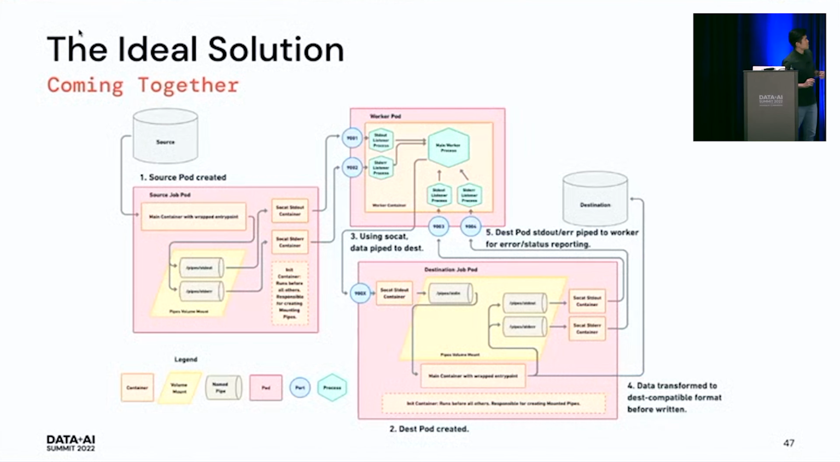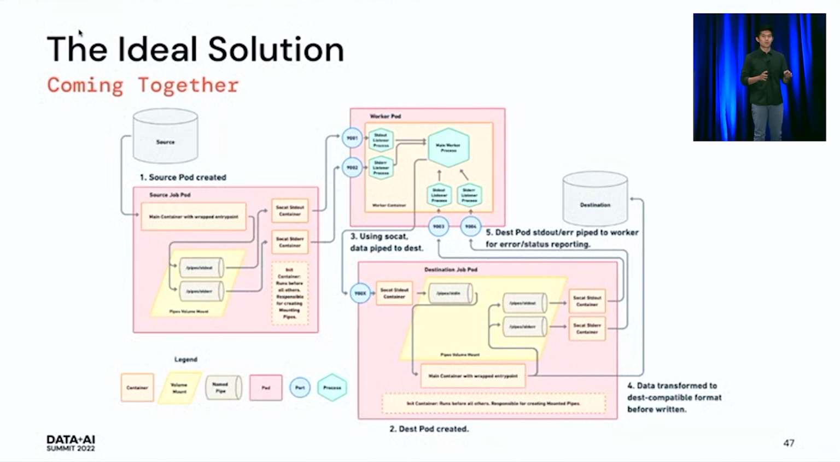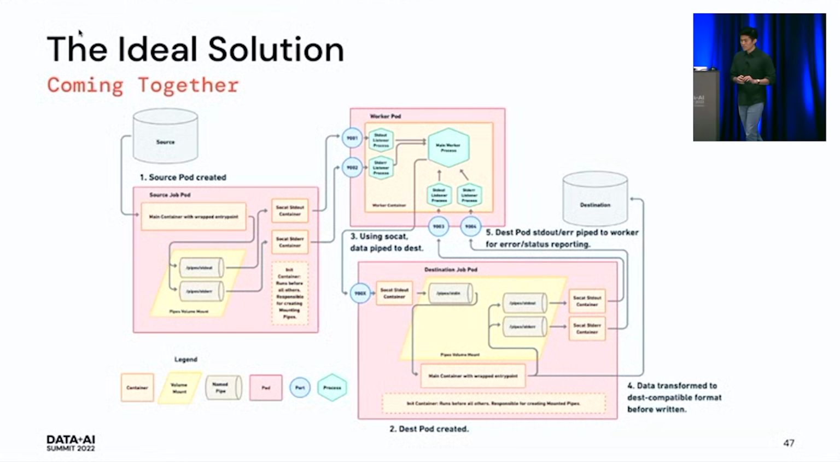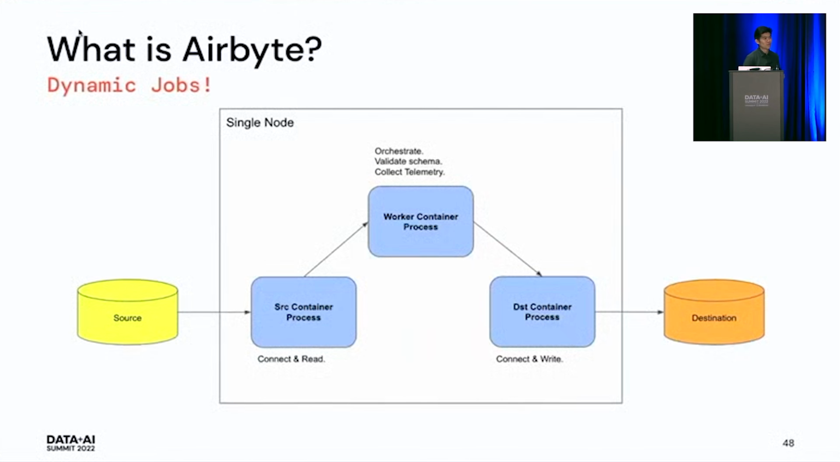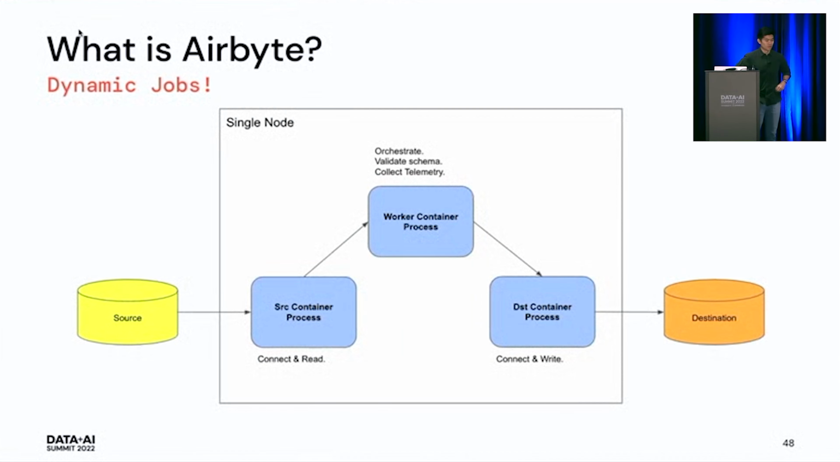And so now this leads us to this deceptively complicated diagram, which we will walk through. It's deceptively complicated because it's actually thematically very similar to what we had when we first started. Remember this diagram? Your three processes with your worker orchestrator, reading and writing from the source and destination.